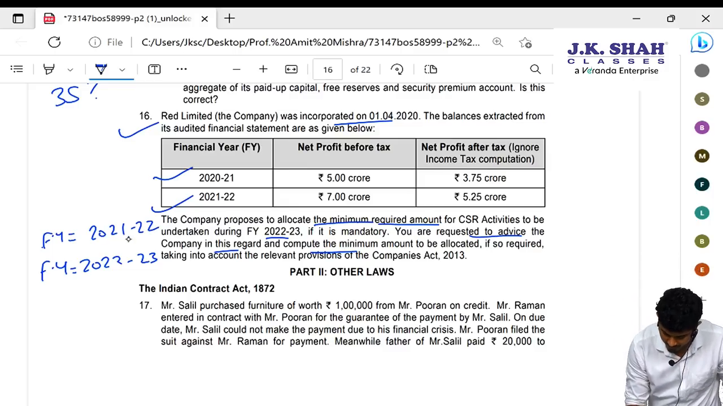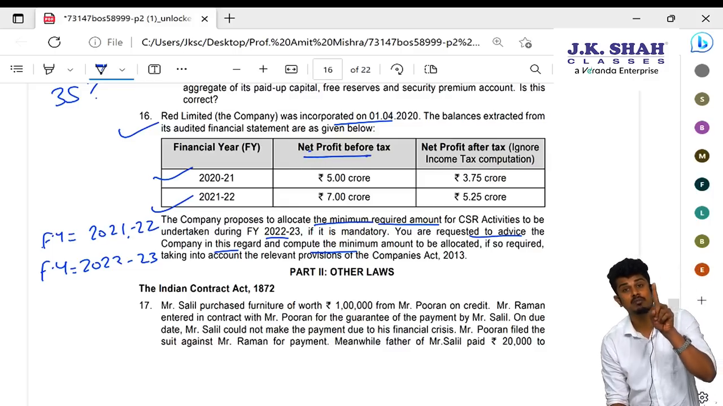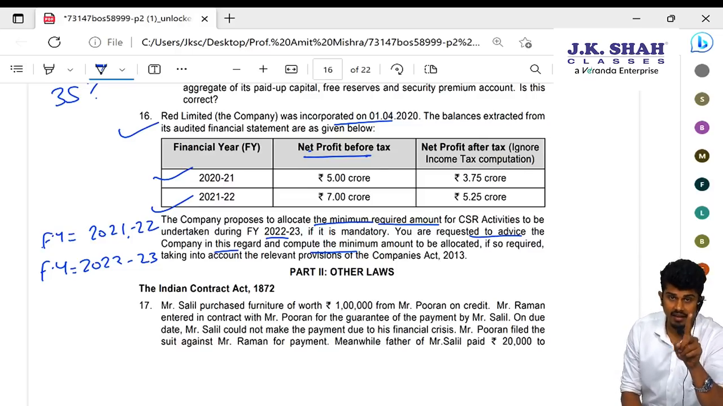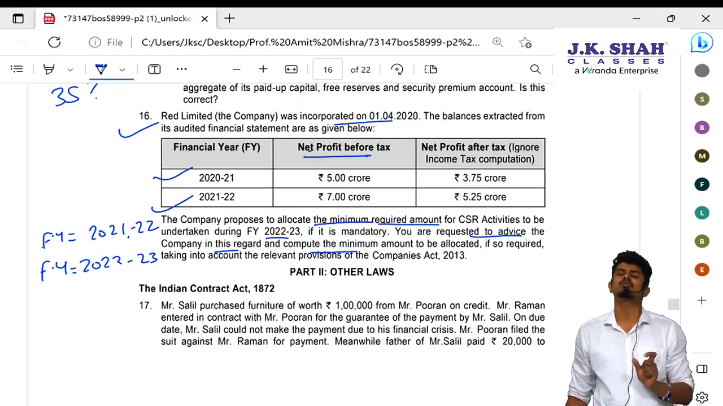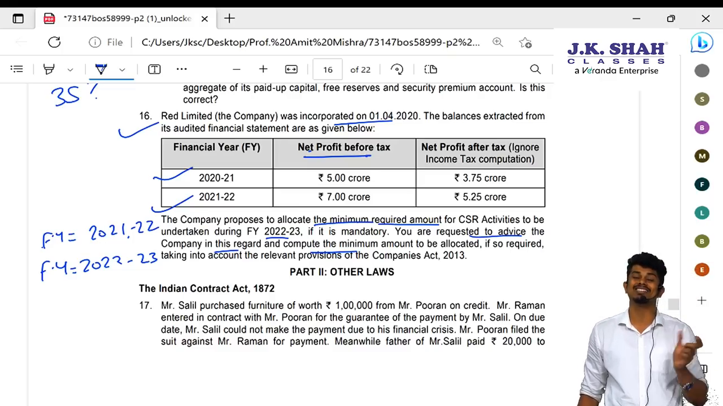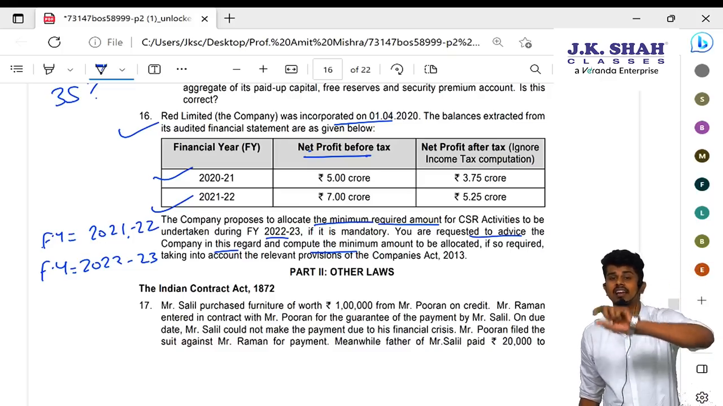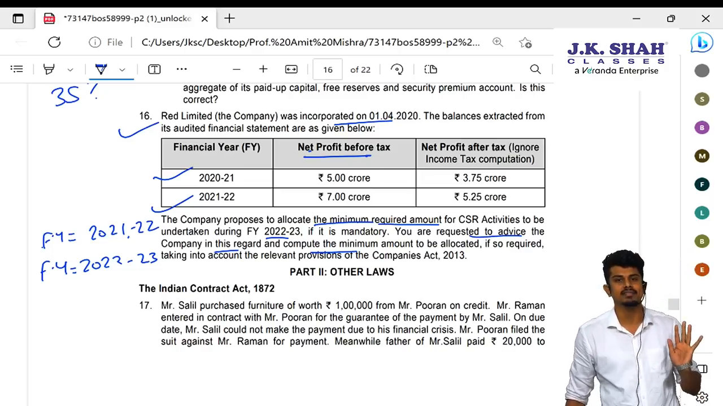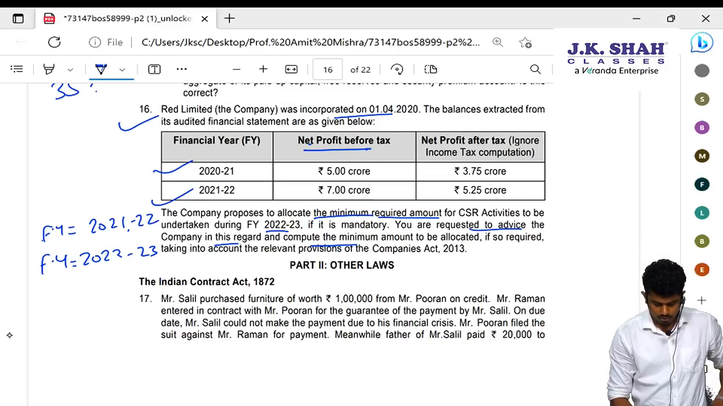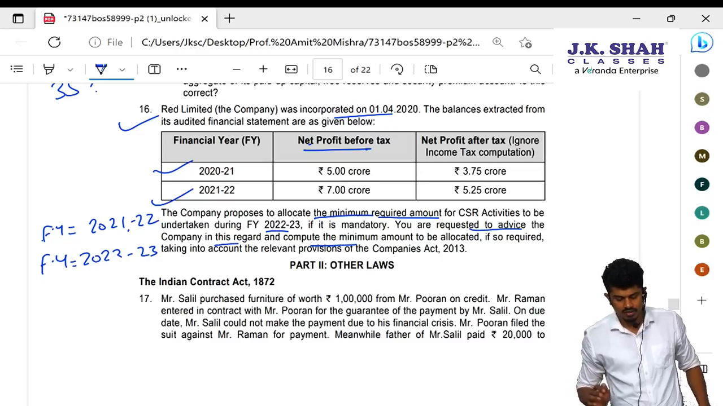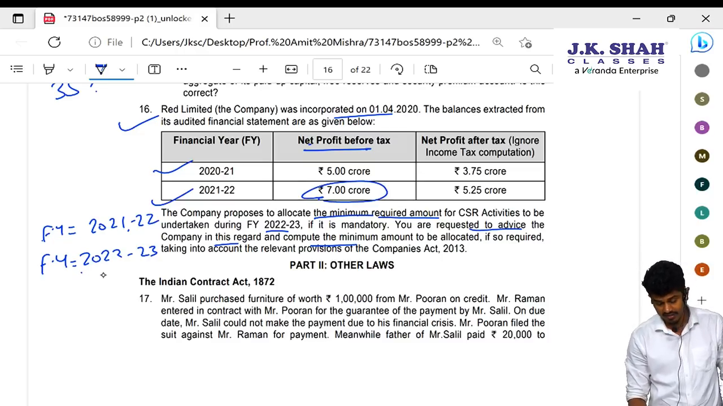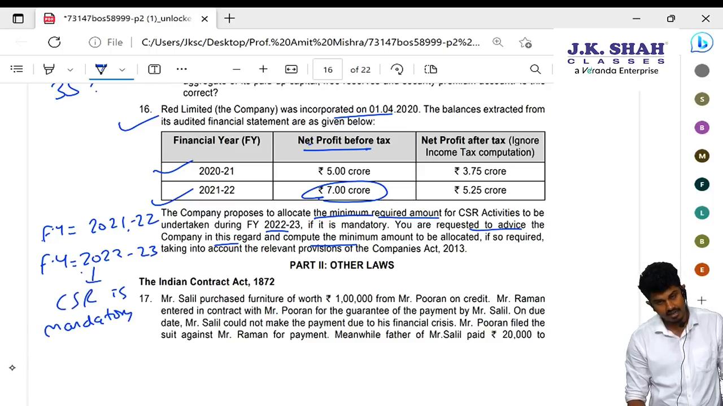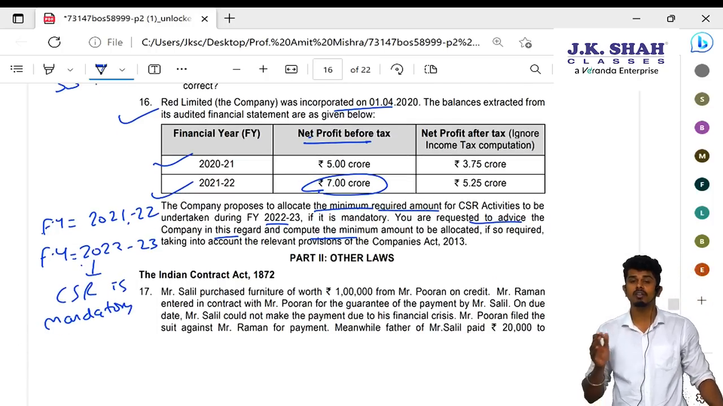So can I say in 21-22 net profit, we always consider net profit before tax. I repeat, we always consider net profit before tax because we have a line in our textbook that net profit for the purpose of CSR is calculated as per section 198, and section 198 considers net profit before tax. Easy? Now, for financial year 21-22, the net profit is 7 crore rupees, which is more than 5 crores. So can I say in financial year 2022-23, CSR is mandatory? CSR is mandatory, correct?